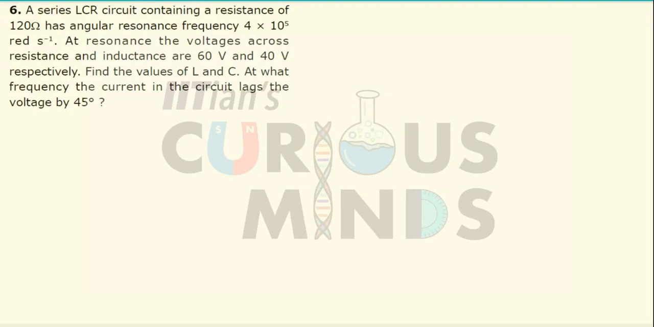A series LCR circuit containing a resistance of 120 ohm has an angular frequency of 4 × 10^5 radian per second. Okay, it is not in hertz, it is in radian per second. It means omega is given over here.